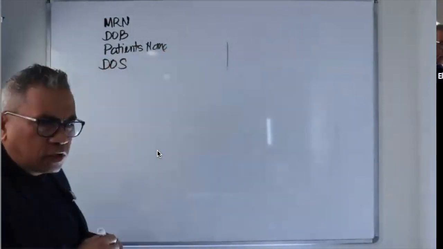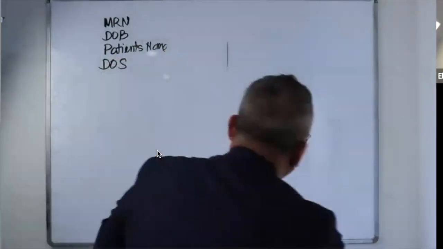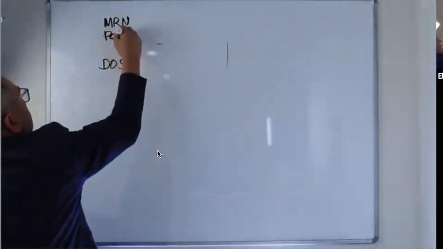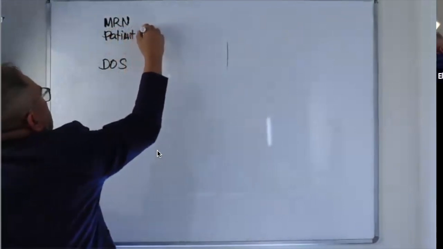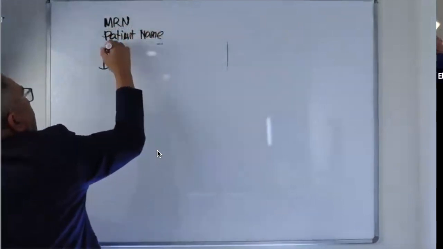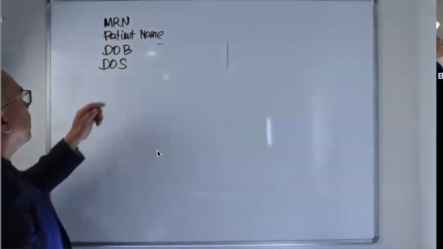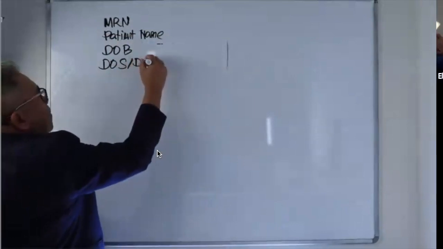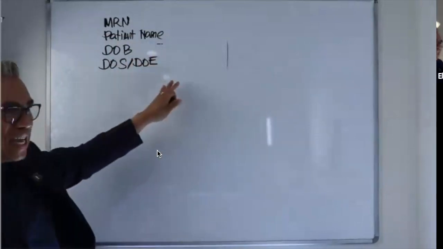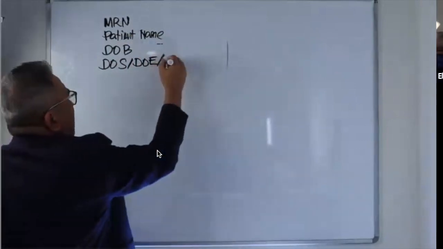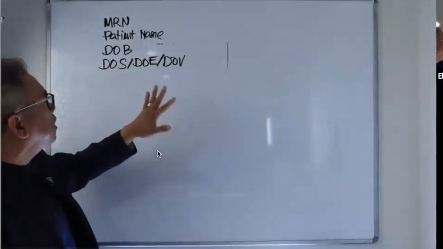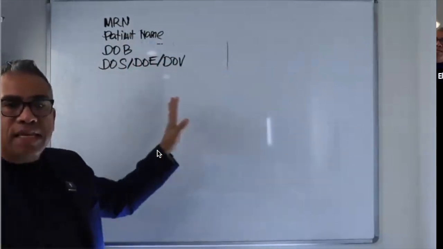It looks very consistent. What I'm going to do is put the patient's name after the MRN right here. Patient name, and you have the date of birth, DOB, and this one is the date of service. Sometimes a medical record will call it date of encounter, or date of visit. So there are different ways that people document this. They all mean the same.